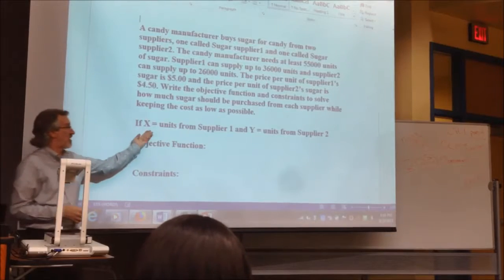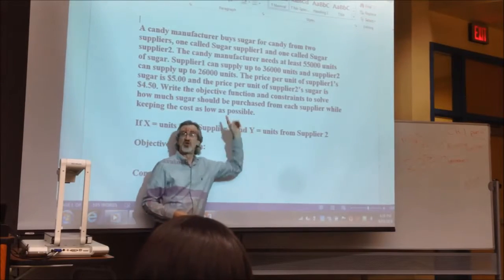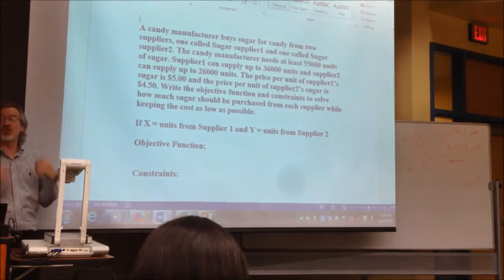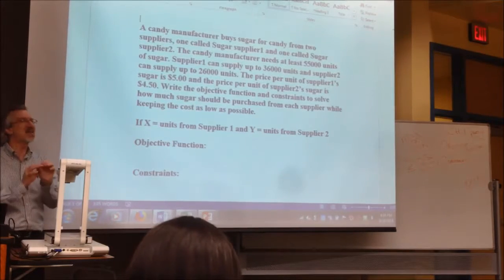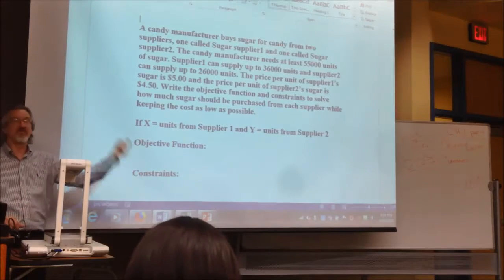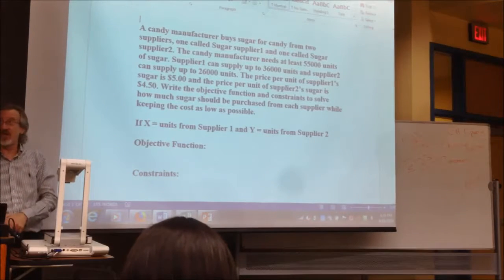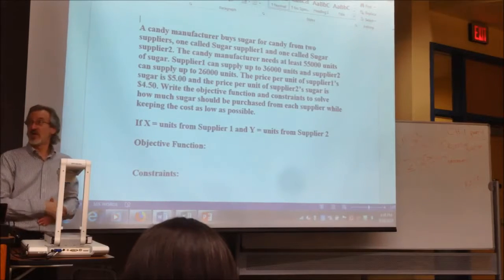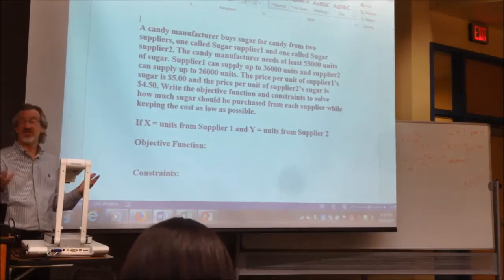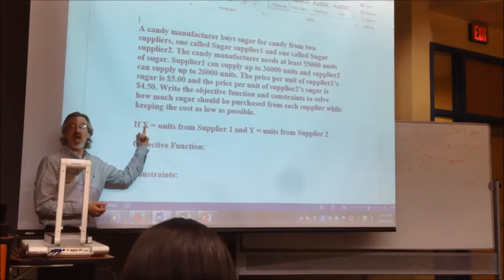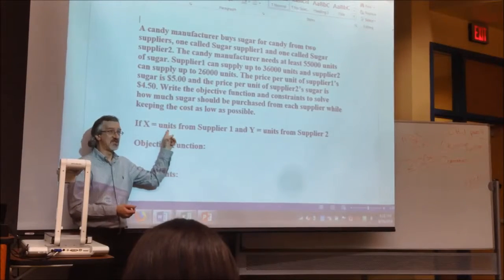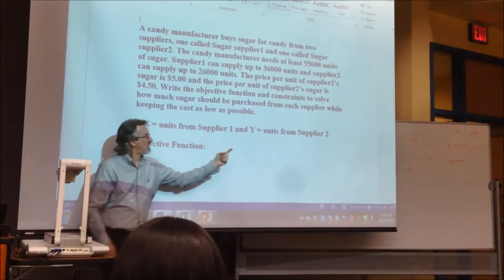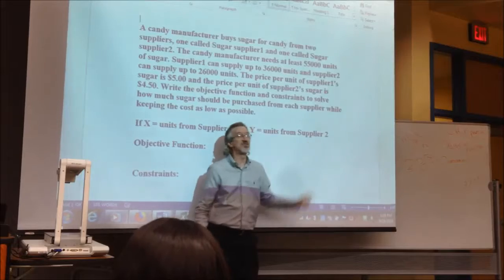So to start with, I am telling you there are 2 variables in this problem. And when we're reading the problem, you'll easily be able to see we're trying to determine the very best order to put in for the materials we've got to use for next week's production. And the material in this case is sugar. So we have suppliers of sugar, and we're looking at 2 different suppliers. This variable X represents, and this is important, the number of units from supplier 1. This variable Y is the number of units from supplier 2.